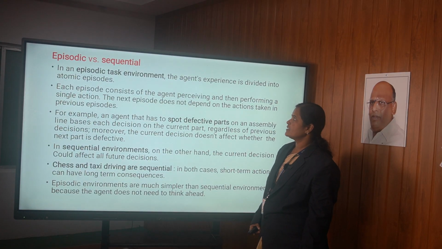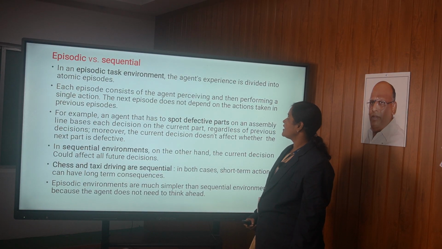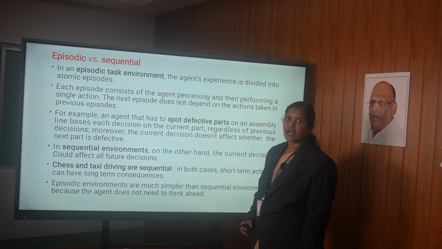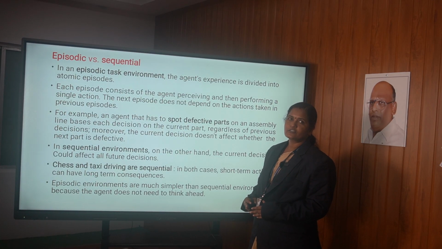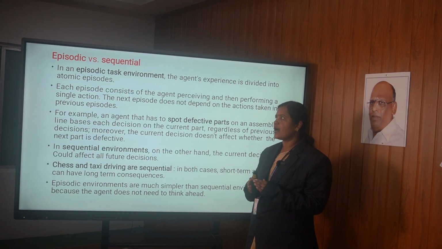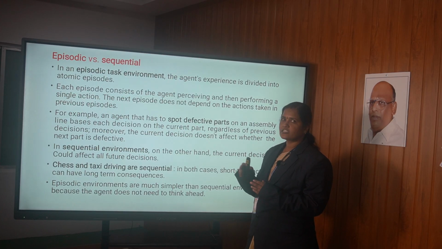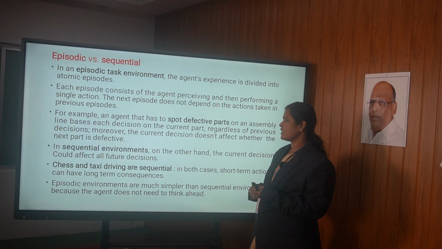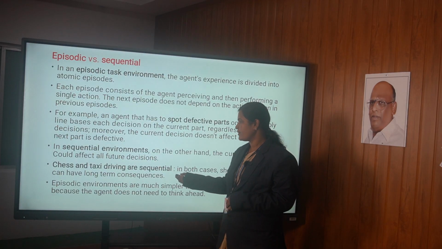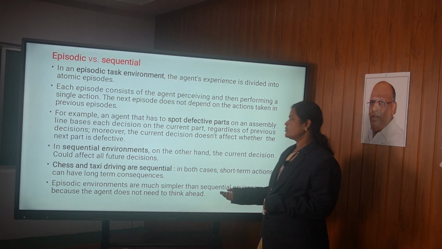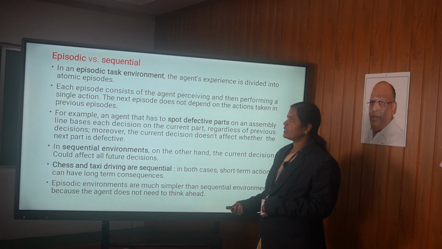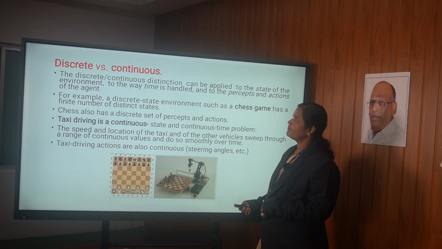And episodic versus sequential. An episodic environment will divide the task into small parts. So whatever action it is taking in one part will not affect the action that it is taking in the other part. Then it is called episodic. Sequential means whatever action it is taking will affect its future actions. That is called a sequential environment. For example, chess and taxi driving are sequential type. And episodic is, for example, a part picking robot, that comes under an episodic environment.